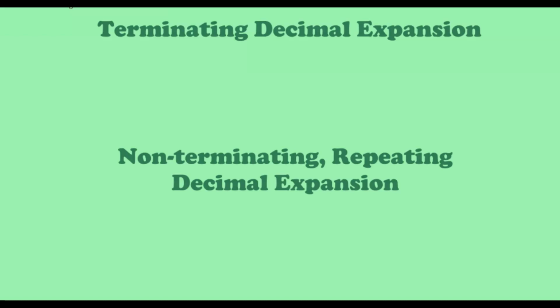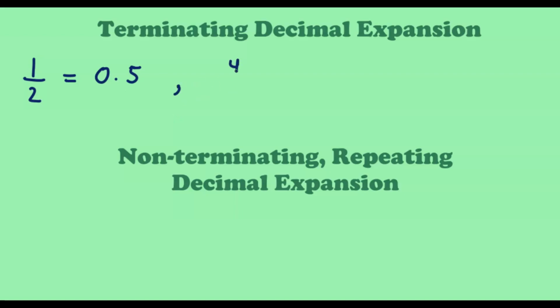Now, all rational numbers can be expressed as decimal numbers. Rational numbers will either have a terminating decimal expansion or a non-terminating repeating decimal expansion. Now, let us consider a few examples in which the decimal expansion is terminating. Let us consider the number half. This is a rational number, and the decimal expansion is 0.5. So we can see that there is only one digit after the decimal point. So this is a terminating decimal expansion.